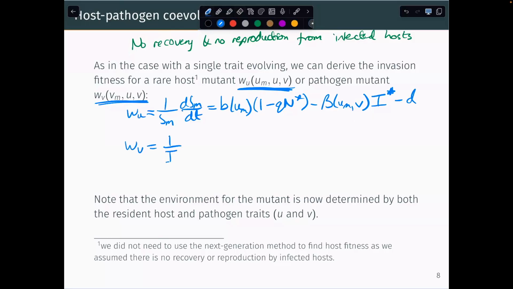Similarly for the pathogen here, IM, the per capita growth rate of the IM class is going to be beta of U and VM, which is now talking about the invasion fitness of a pathogen that has infectivity VM, and the hosts have resistance level U. Okay, so just to note that these 2 things are different. This gets multiplied by the density of susceptible hosts at equilibrium, minus D minus alpha.